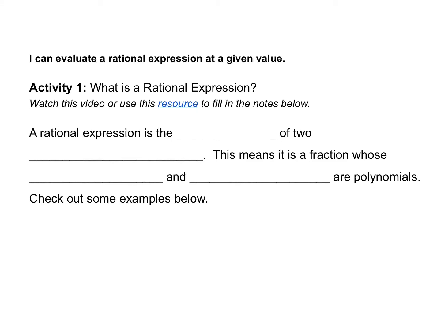In this task, you will learn to evaluate a rational expression at a given value. What is a rational expression? Well, a rational expression is the quotient, with a Q, of two polynomials. So we just talked about polynomials. Quotient means division. So if you take one polynomial and divide by another one, you get a rational expression.